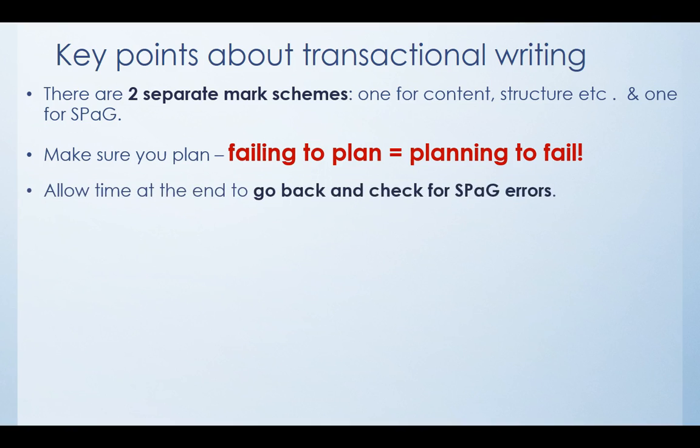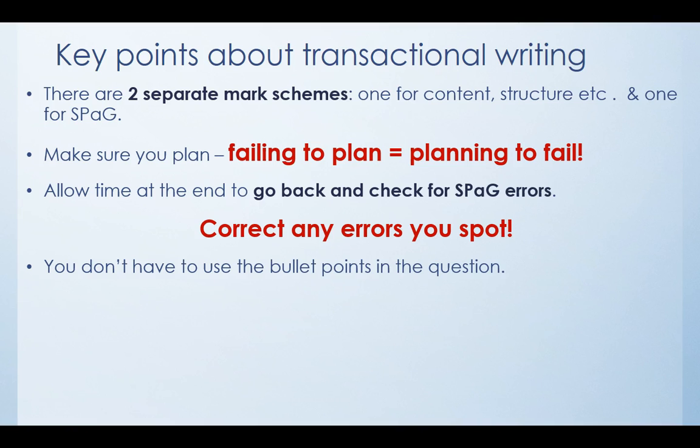The other thing you must do is allow 5 minutes at the end to go back and check for any spelling, punctuation and grammar errors, and if you spot any, correct them. If you cross it out, put a correction. If you cross it out and don't put a correction, they will have to mark the incorrect one, so make sure you offer a correction if you do cross anything out.